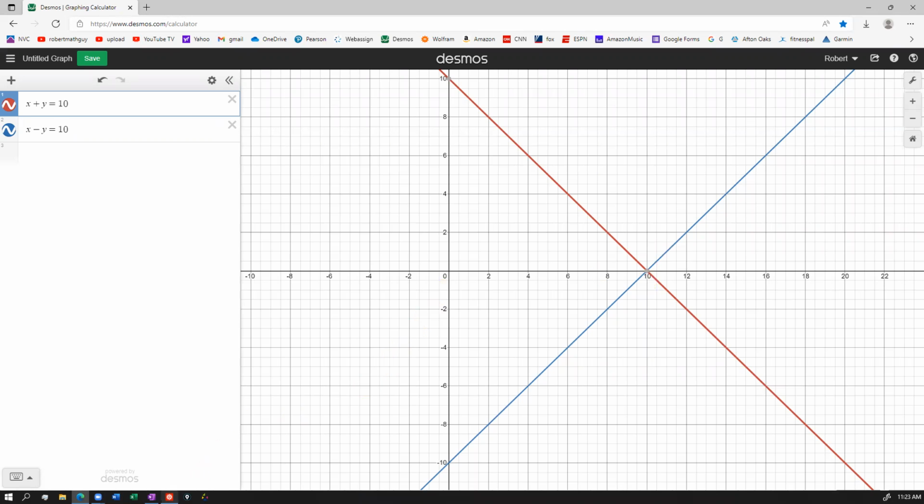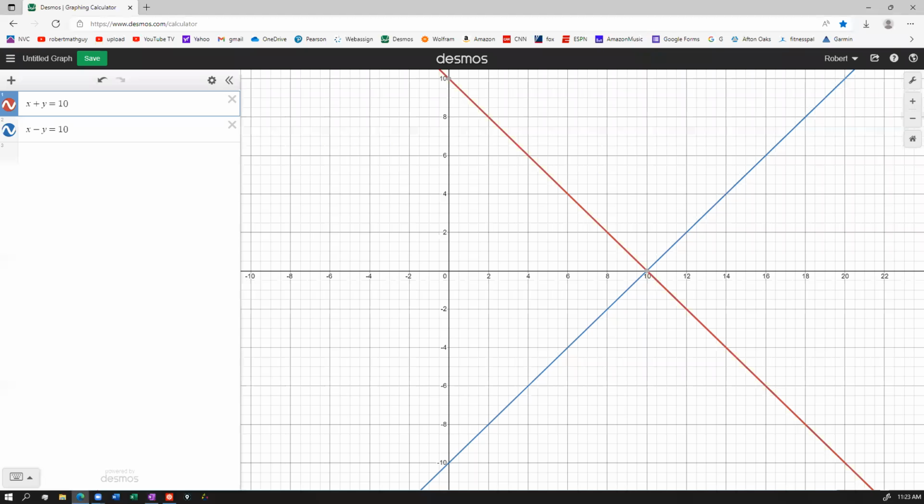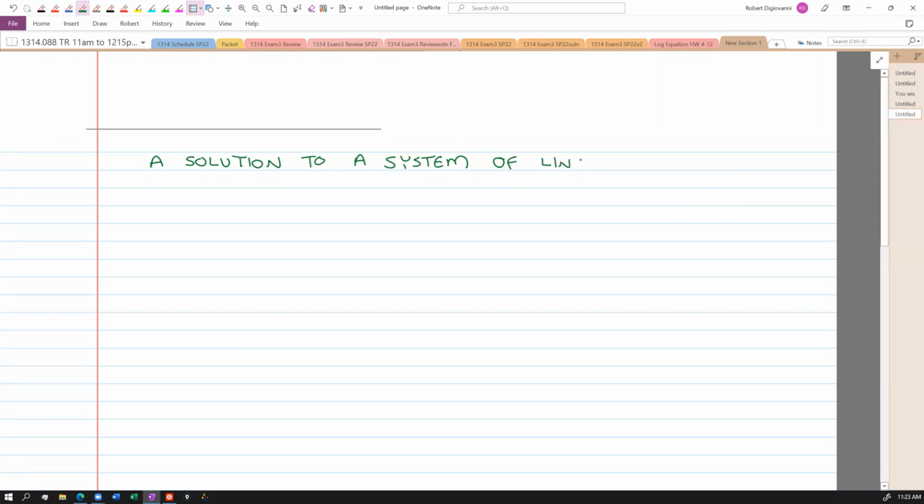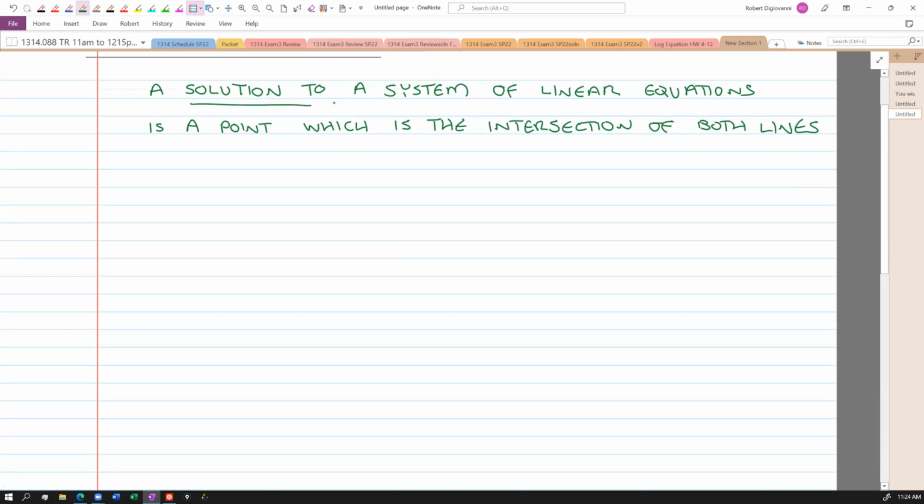So how do I let you know this is what I want you to do? So, a solution, I'm just recapping, a solution to a system of linear equations is a point which is the intersection of both lines. So that's what we're looking for, the solution to a system of linear equations.